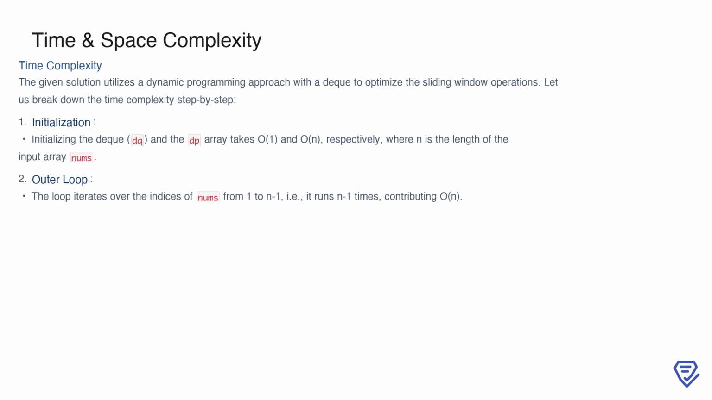Let's first focus on the time complexity step by step. For initialization, setting up the deque and allocating memory for the dp array is straightforward. Initializing the deque is a constant time operation, O(1), while creating the dp array takes O(n), where n is the length of the input array, nums. Next, the outer loop iterates through the indices of the nums array, starting from index 1 up to n-1. Since this loop runs n-1 times, the contribution to the overall time complexity is O(n).